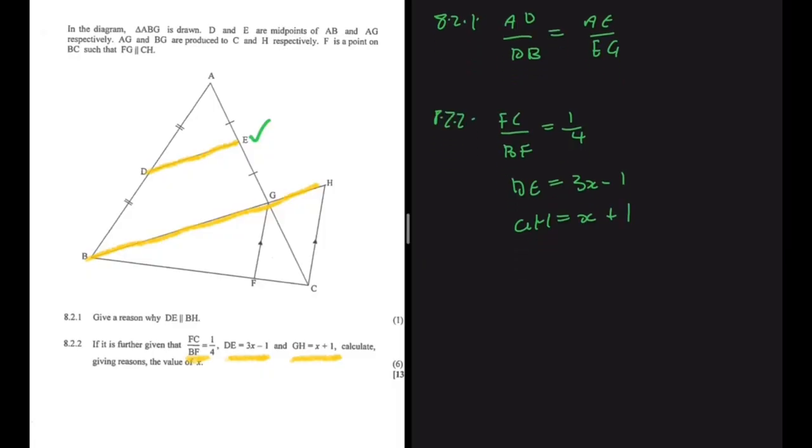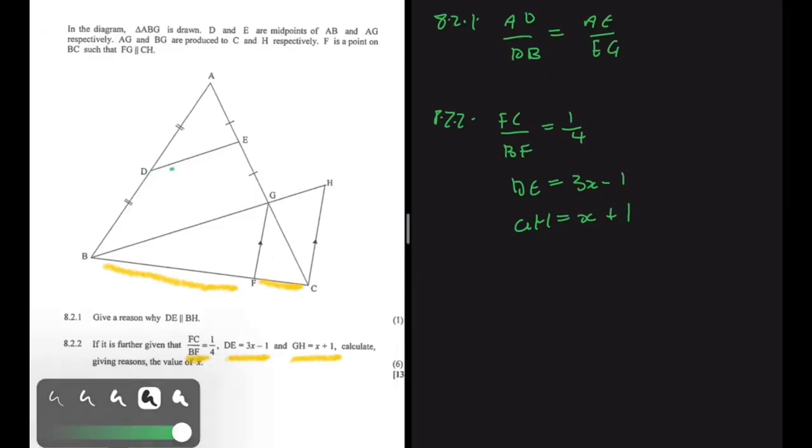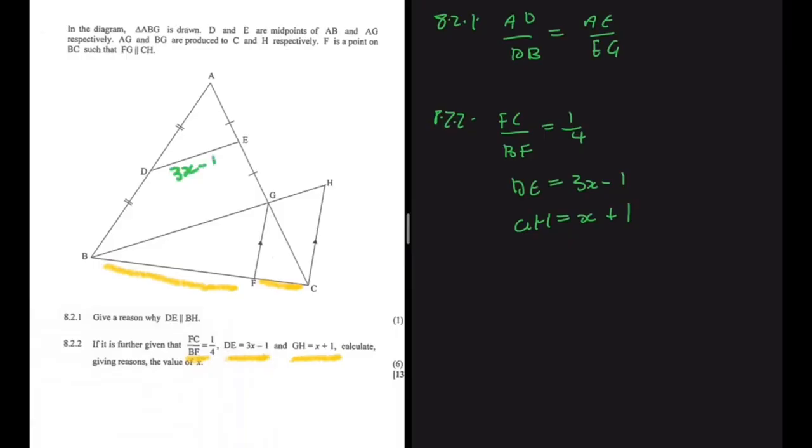So right now, let me just erase this line. So right now we know that FC divided by BF is equal to 1 divided by 4. And then we are given DE, right? The length of DE in terms of variables. So we're given 3x minus 1 there. So let me just write it down. We're given 3x minus 1 here.